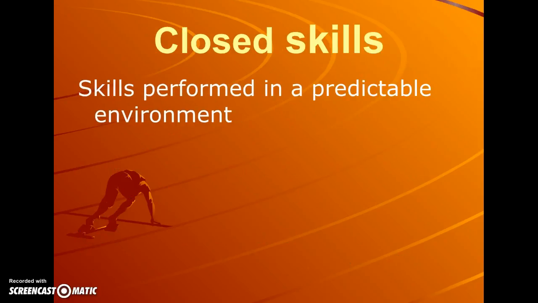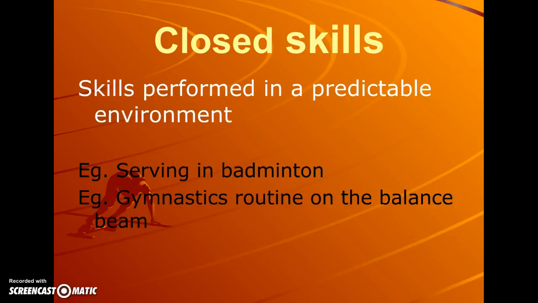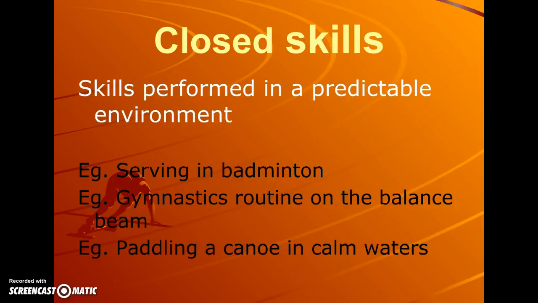A closed skill, on the other hand, is one which is performed with a very limited number of variables, so that the environment is very predictable. And the examples can include serving in badminton, a gymnastics routine on the balance beam, and paddling a canoe in calm waters.